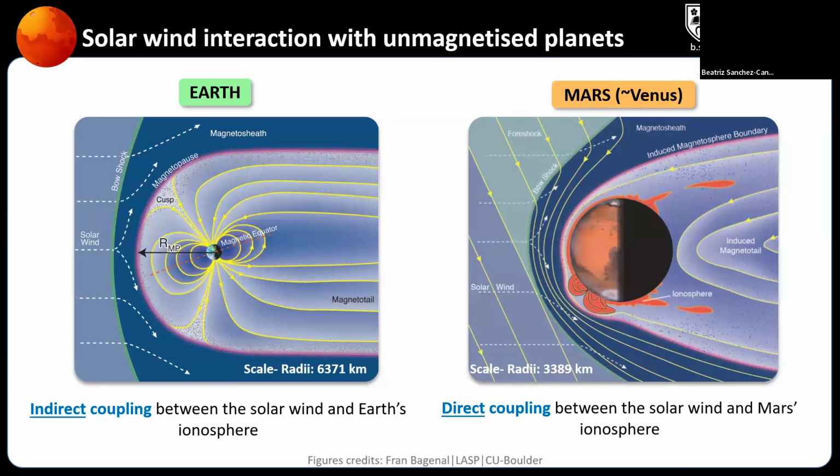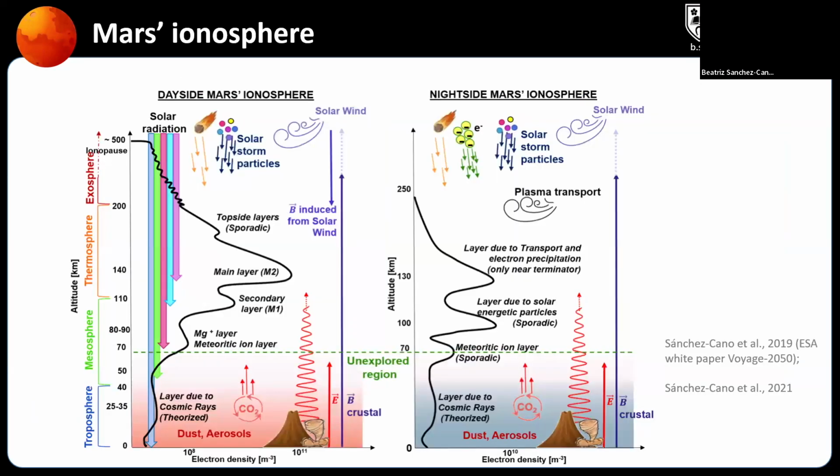So this is the general interaction of the planet, and this is the ionosphere, a sketch that I made for a white paper a few years ago. On the left, you have the day-side ionosphere. On the right, you have the night-side ionosphere. In black, this is the typical electron density profile that we should expect. The main layer is about 140 kilometers. It's like the E layer at Earth, very similar to the Chapman layer.